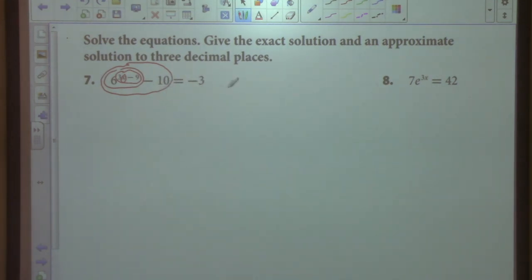So if you add 10, on the right side negative 3 plus 10 is 7. So now we're left with 6 to the power of 3x minus 9. Okay, and then the 6, well, you deal with this thing. So Riley, do you have an idea on this one? Yeah.